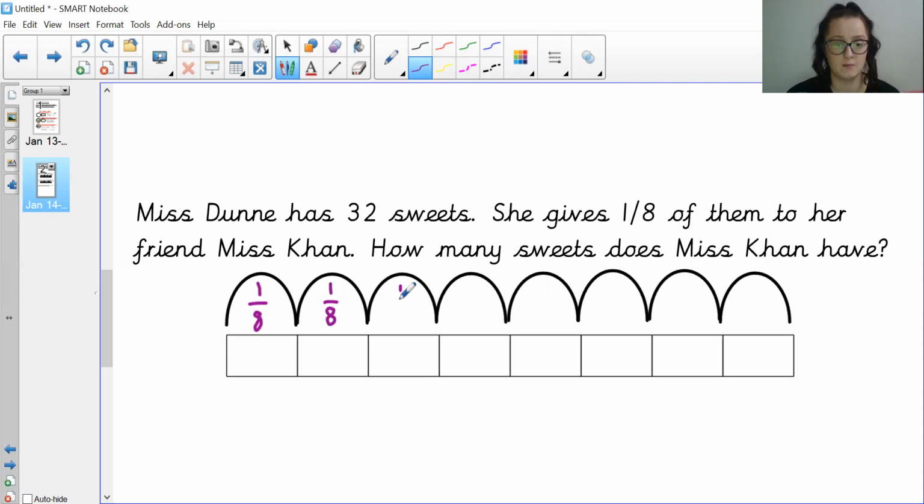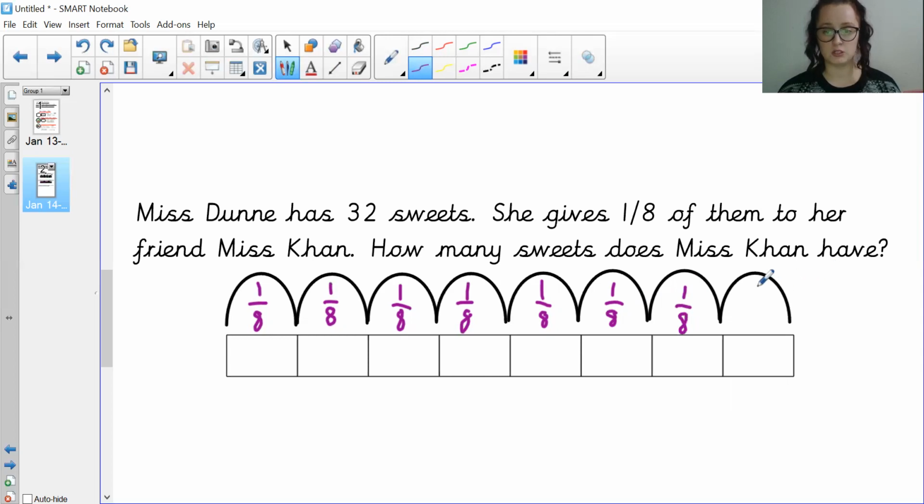1/8, 1/8. And I know this is a little bit time consuming, but it will really help you with your working out. Oh, what fraction have I marked so far there? Have a think. If you said 1/2, you are absolutely right. Well done, superstars. 1/2 of my 8ths.